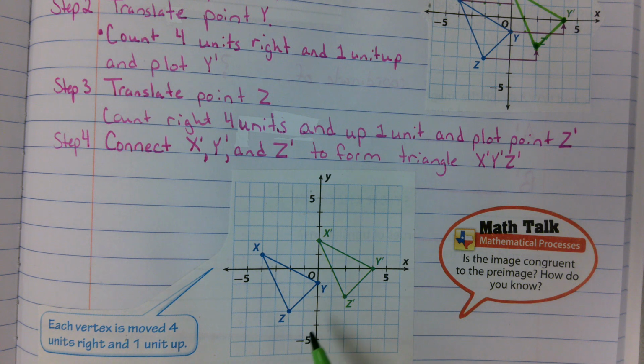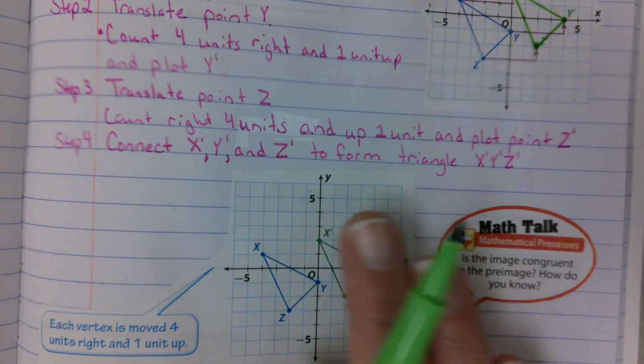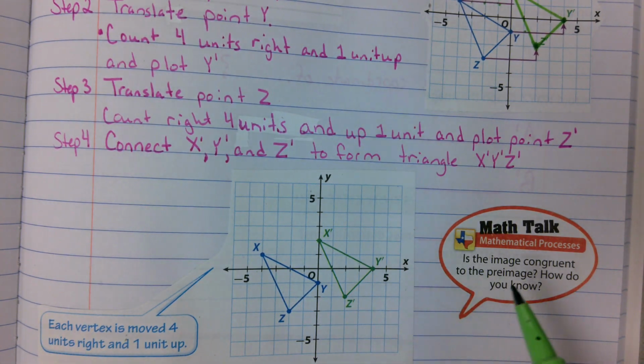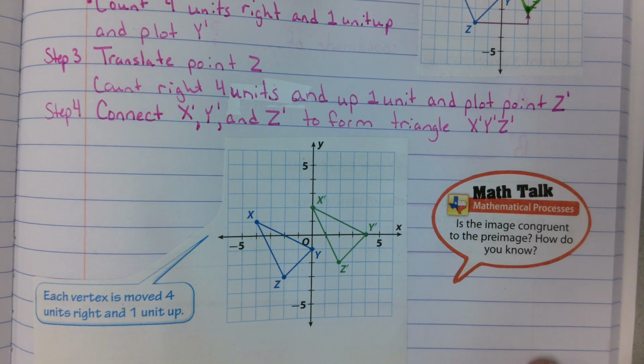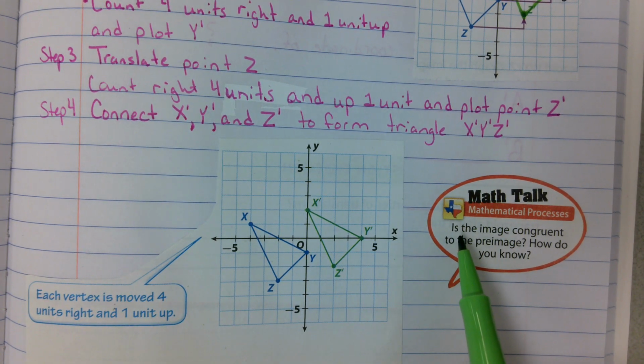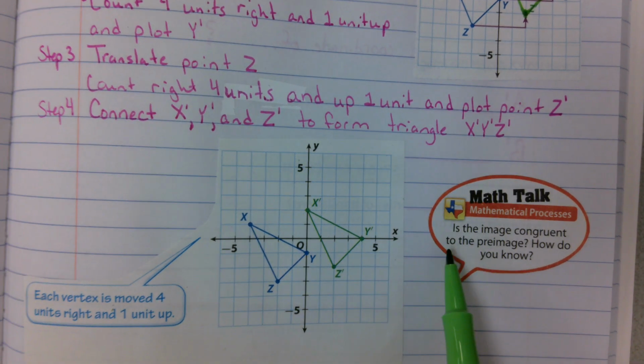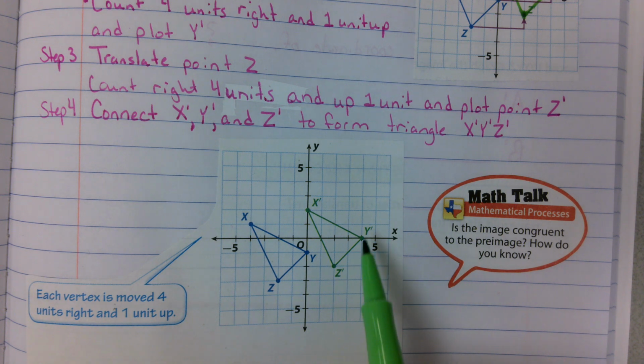And here we go. Notice that the size and shape are the same, and so is the orientation. It hasn't been rotated at all, anything like that. So right here, I want you to now answer this question. Is the image congruent to the pre-image? So is it congruent, and how do you know? So answer that question for me.